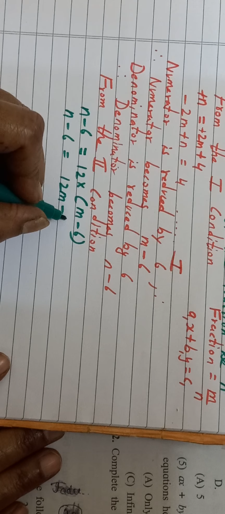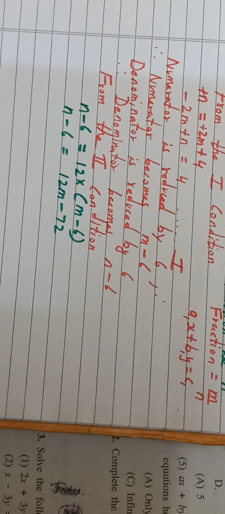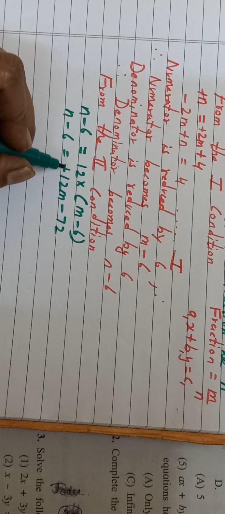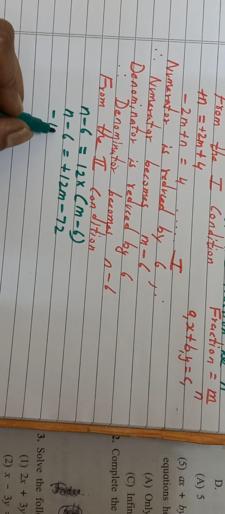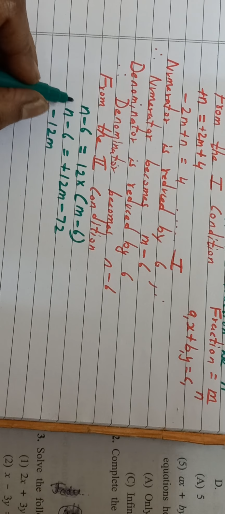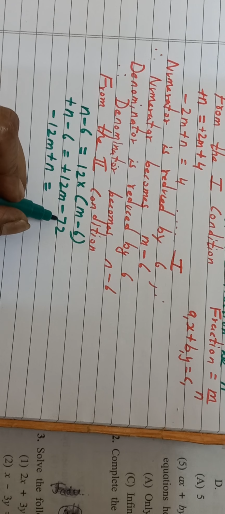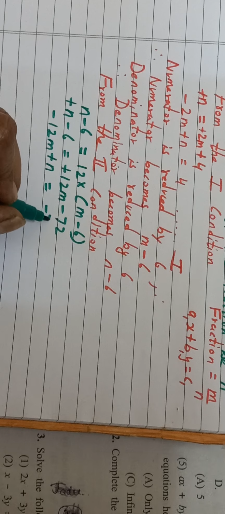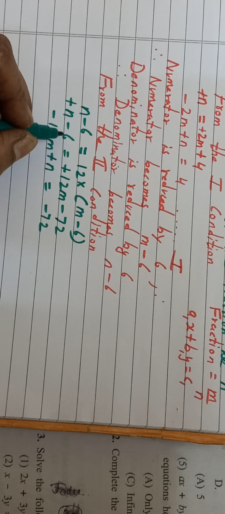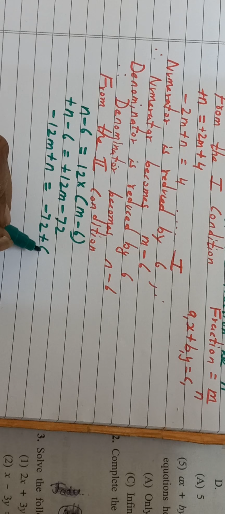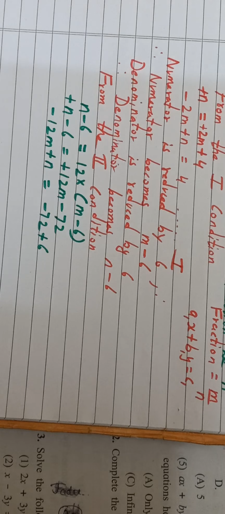12 sixes are 72. So now what we will do? Here no sign means plus. So plus 12m, you take it to LHS, it will become minus 12m. Here no sign means plus, plus n is equal to minus 72, to RHS. It's a constant, keep it here only. And minus 6, take it to RHS, it will become plus 6. So you should be able to form the equations properly.